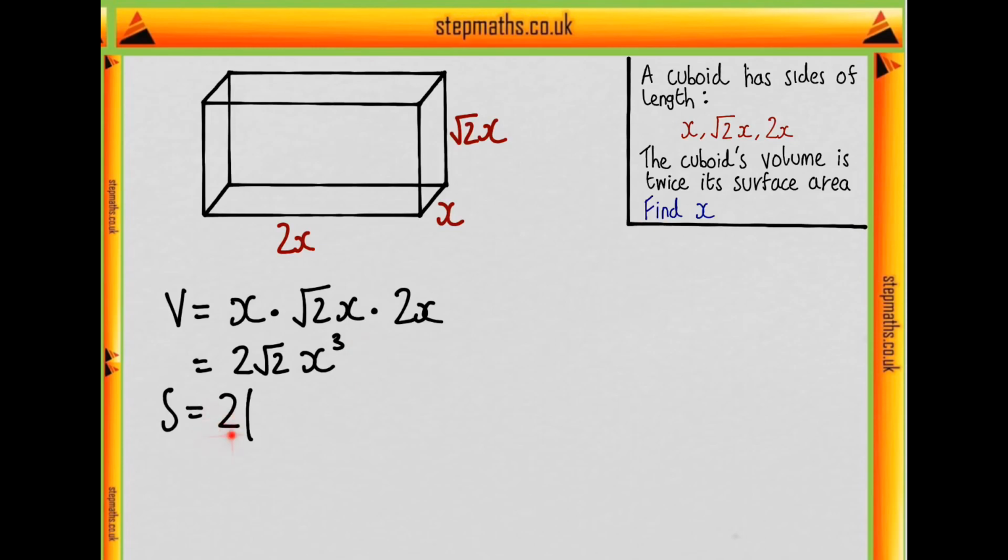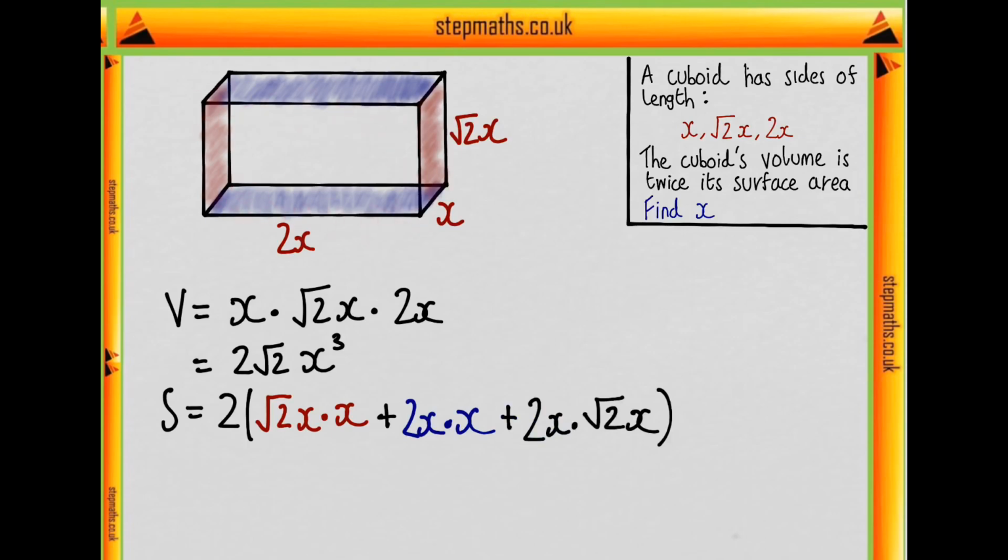So the surface area is equal to 2 lots of this area, essentially x times root 2x in the red. That comes from here. And we're taking 2 lots of it because we'll have 2 copies of each rectangle we can consider. Plus 2 lots of this, the blue, which is 2x times x. And then plus 2 lots of the remaining front rectangle here, 2x times root 2x.